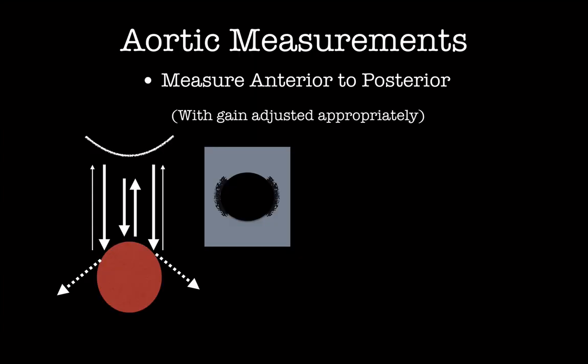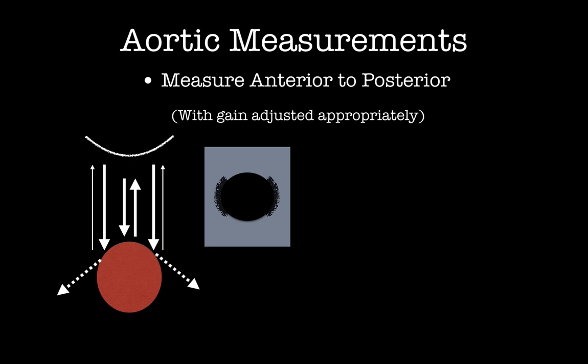Now, how do you measure? Remember, when the ultrasound beam comes out of the transducer, it is perpendicular to the face. So we get our best imaging when the beam is perpendicular to the walls of the artery. In other words, the sides of the artery don't see very well. So we always measure anterior, posterior.